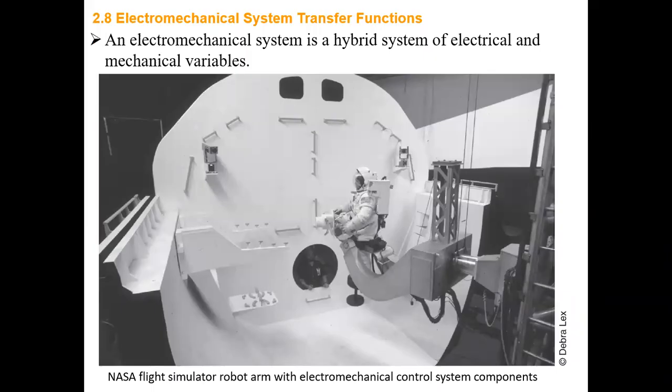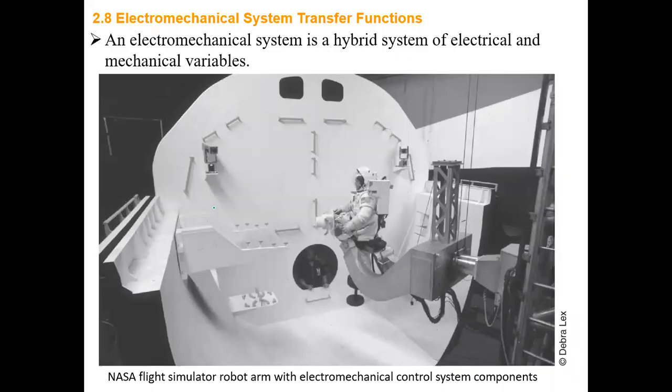So, electromechanical system transfer function. This is the last one, so with this we will finish chapter 2. This is the longest chapter of this course, so hopefully we'll finish this tomorrow. Then you will have a homework today or tomorrow. I'll assign the homework that will be due next week.